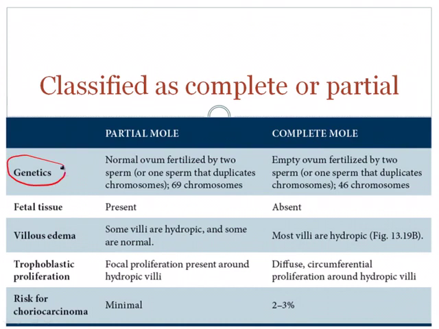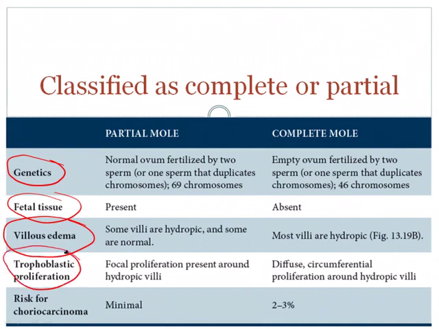So you look at the genetics, you look at the fetal tissue. You ask the question, is there any fetal tissue being made or not? Sometimes there is, sometimes there isn't. You look at how swollen the villi are. Sometimes all of the villi are swollen. Sometimes only some of the villi are swollen.